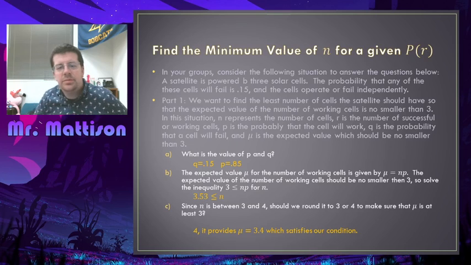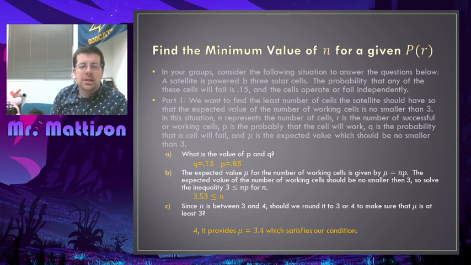Okay. So if we do that, with our p, the probability of a success, of 0.85, we get 3.53 is less than n. So our number of cells has to be greater than or equal to 3.53, right? Since this is between 3 and 4, do we need 3 cells or 4 cells?